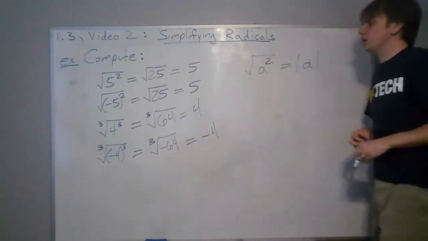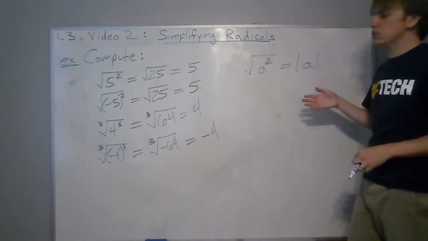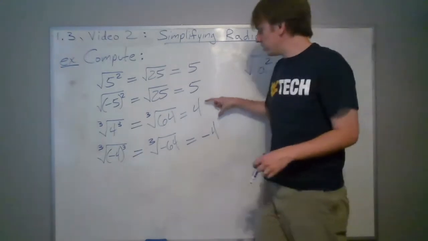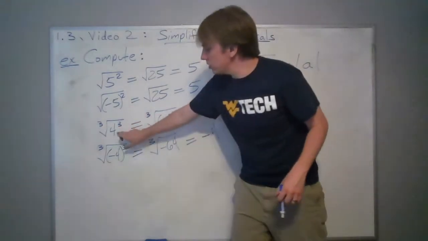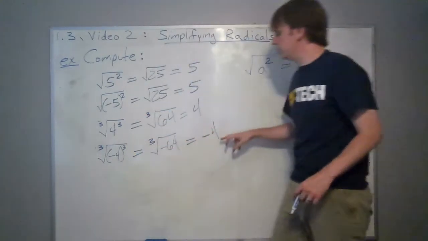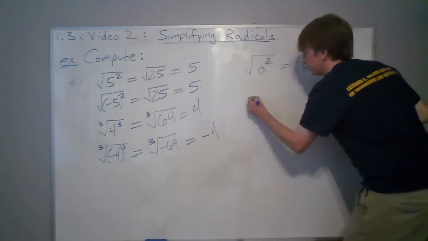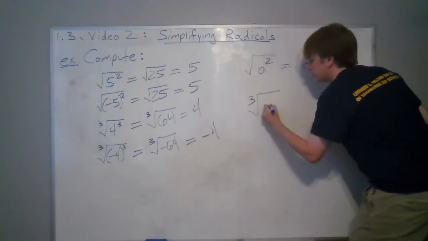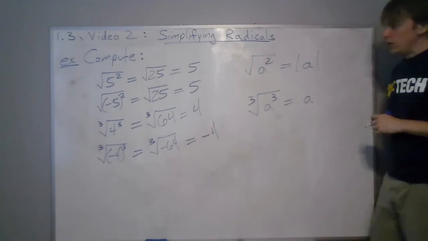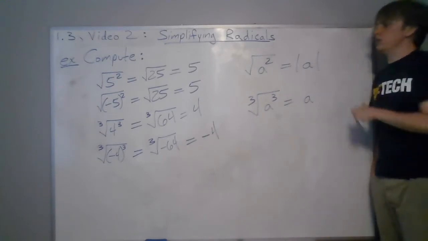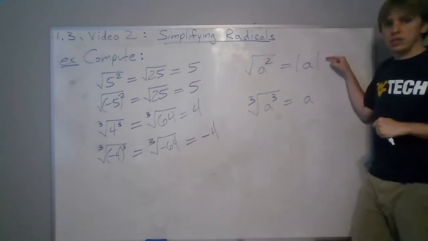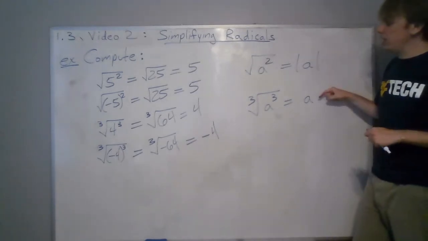So for cube roots, we actually have something easier happening, which is the cube root actually spits out whatever the original number was. Cube root of 4 cubed spits out 4. Cube root of negative 4 cubed also spits out negative 4. Okay, it turns out the same thing is going to be true if we're talking about any even exponent and power and any odd exponent and power.